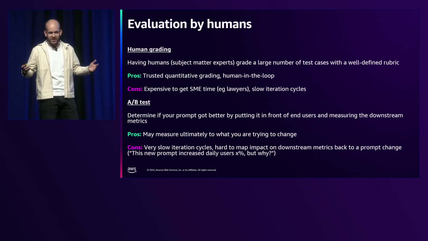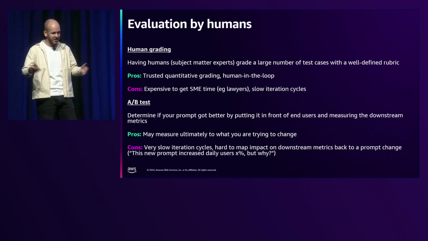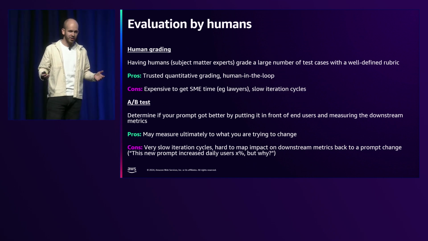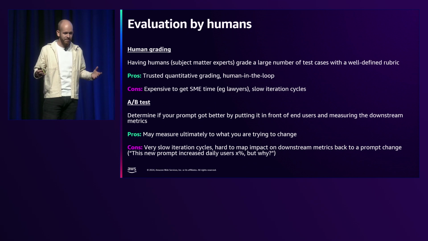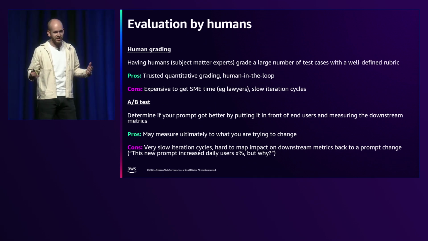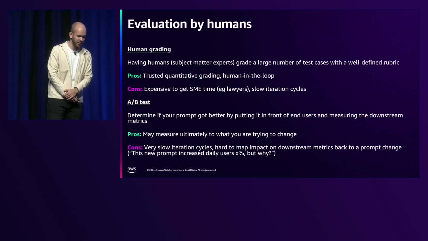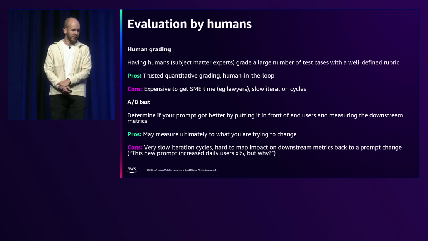You got to put your test out there. Maybe it takes a week to get results. You got to interpret them, and then maybe you go back to the drawing board. It can also be hard to interpret why downstream metrics move based on prompt changes. Wow, I made a prompt change and this metric went up, that one went down. I don't really understand why. So what else can we do?